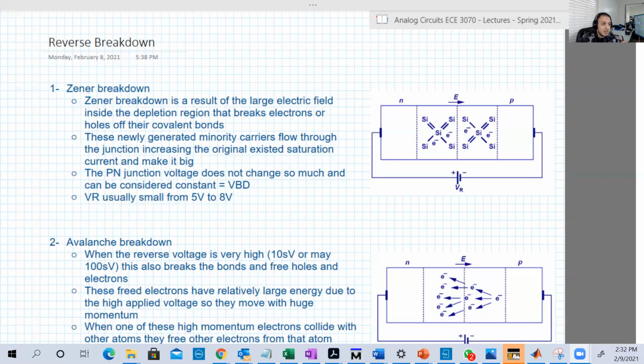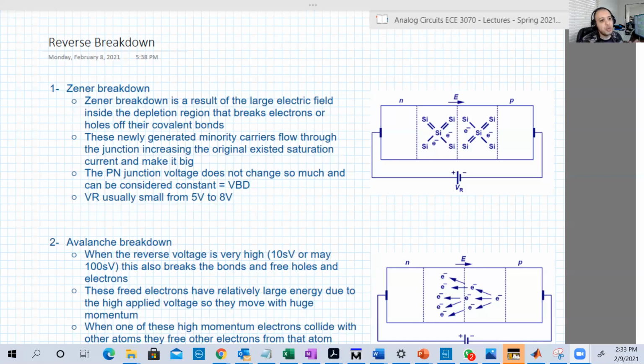And we see that the built-in voltage is enhanced, and the depletion region becomes wider. This improves the ability of the built-in potential to prevent the hole crossings from P to N and the electron crossing from N to P. And that basically stops the current and makes it very small, just because of the minority carrier current or motion.